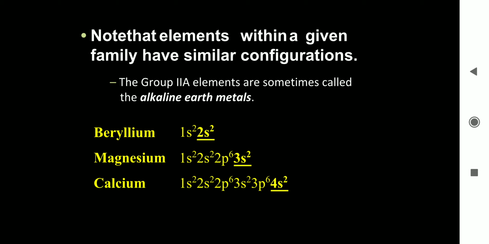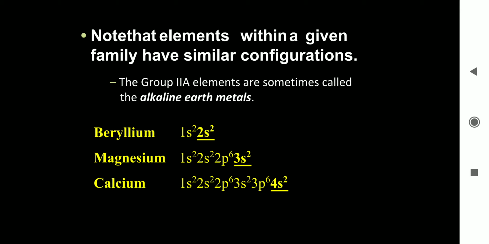Note that elements within a given family have similar configurations. The group 2A elements are sometimes called alkaline earth metals. Their configuration is as follows. Beryllium's electronic configuration is 1s2, 2s2. Magnesium's electronic configuration is 1s2, 2s2, 2p6, 3s2. Calcium's electronic configuration is 1s2, 2s2, 2p6, 3s2, 3p6, 4s2.